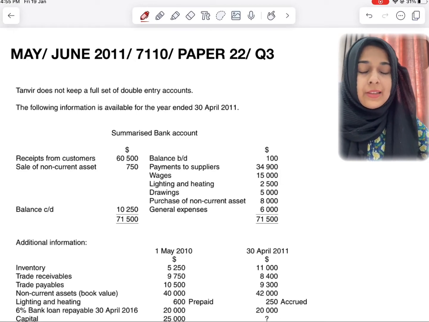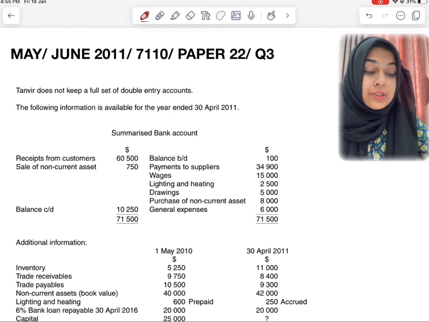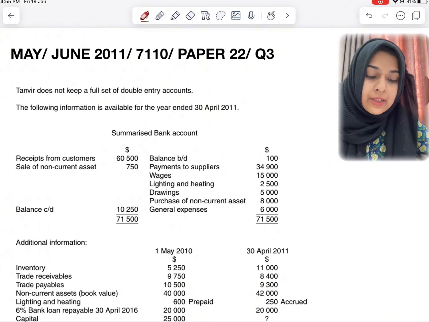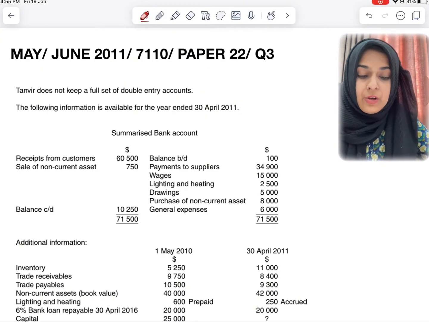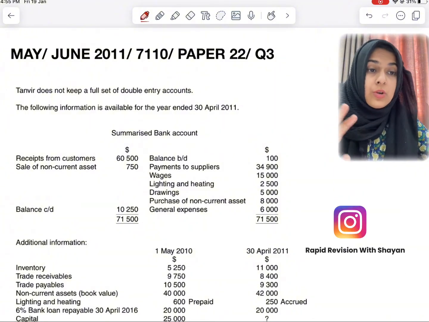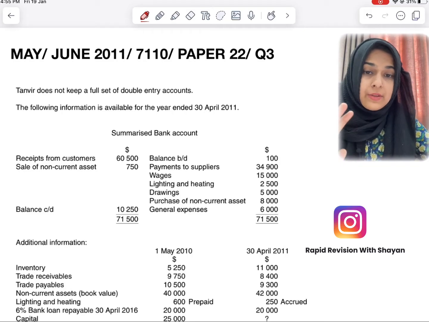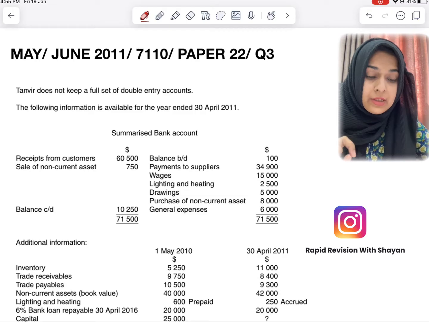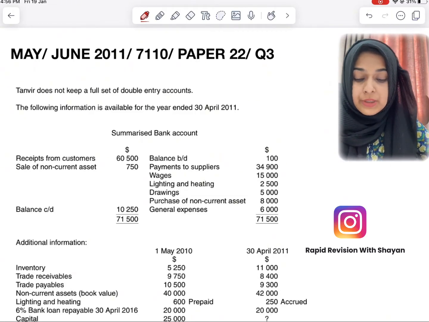Today the video is about incomplete records, and I have taken a question from the past papers. This question is from quite an old paper, May June 2011. Previously the O level course code for Principles of Accounts was 7110. Now it is 7707, the latest course code for O level accounting. This is from paper 2 variant 2, question number 3.